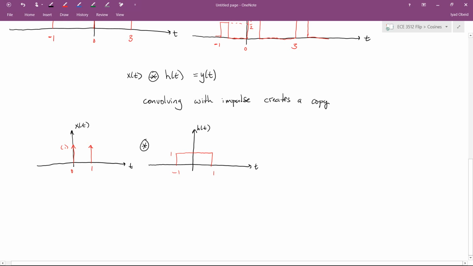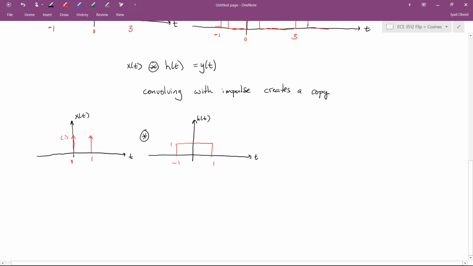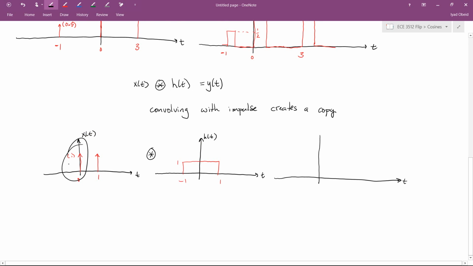So, again, we're going to apply the concept of linearity. The first thing I'm going to do is convolve h of t with the first of these impulses. If I convolve h of t with that impulse, I'm just going to get a copy of h of t, right? Because we just said convolving with impulses gives you a copy. So if I convolve with the first impulse, I'm going to get that.